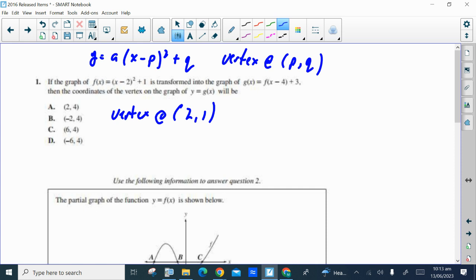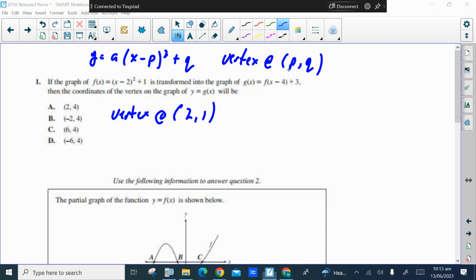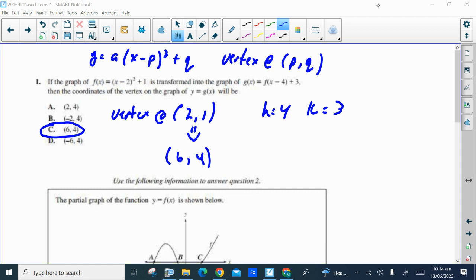And now it's going to be transformed. So g is f(x - 4) + 3. So that would be an h value of positive 4 and a k value of positive 3, which means it's going to go 4 to the right. If you're at positive 2 and you add 4, you'll get positive 6. And you're going to go 3 up, which means you'll add 3 to the 1 and get positive 4. So that's why C was the answer. That's the new vertex.